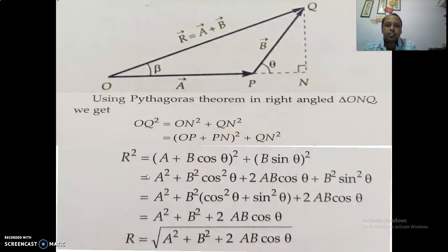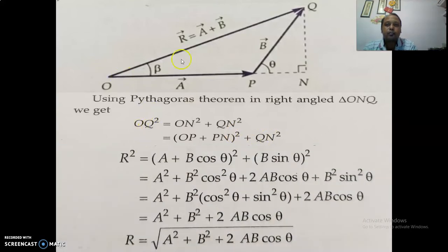Now let us put the values here. This OQ is the magnitude of the resultant, which is given by R. So R square is equal to OP, and OP is A, so it is A here. PN we have just now calculated, it is B cos theta, whole square, plus QN is B sin theta, and this whole square. This is in the form of (A plus B) whole square, so we expand it: A square plus B square cos square theta plus 2AB cos theta, plus this square we are taking, so B square sin square theta.